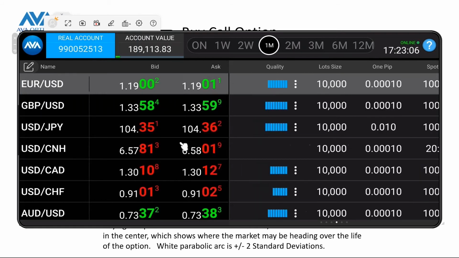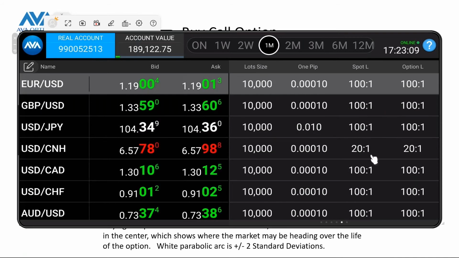You can see a video about that. Here is information about the lot size. Minimum trade is 1 lot. Definition of a pip. Leverage is 100 to 1 in options for most currency pairs.